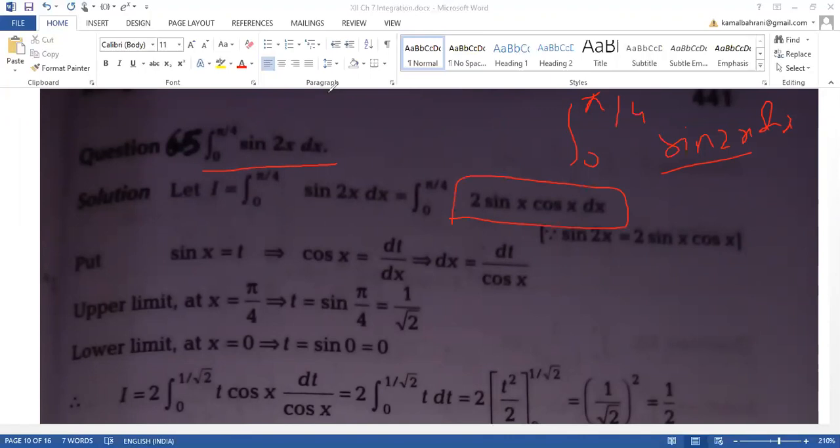Now, when you have 2 sin x cos x, what can you put? Sin x is equal to t, and then cos x dx is equal to dt. So what will you get?